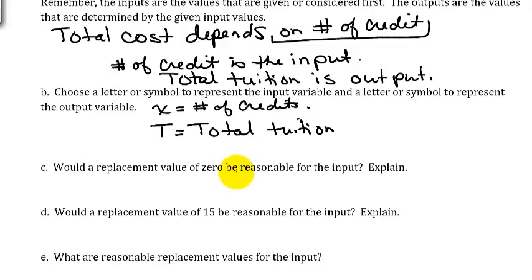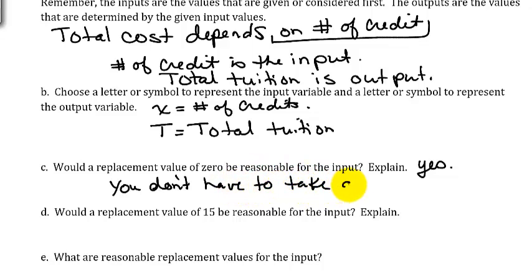Would a replacement value of 0 be reasonable for the input values? Remember, the input value is the number of credits. And so I would say yes, that's reasonable, because you don't really have to go to school. Would a replacement value of 15 be reasonable for the input? I would say no. The reason for that is because it's over the 12 credits. And if you're over 12 credits, then you're a full-time student, and most of the time tuition is different for full-time students than it is for part-time students.